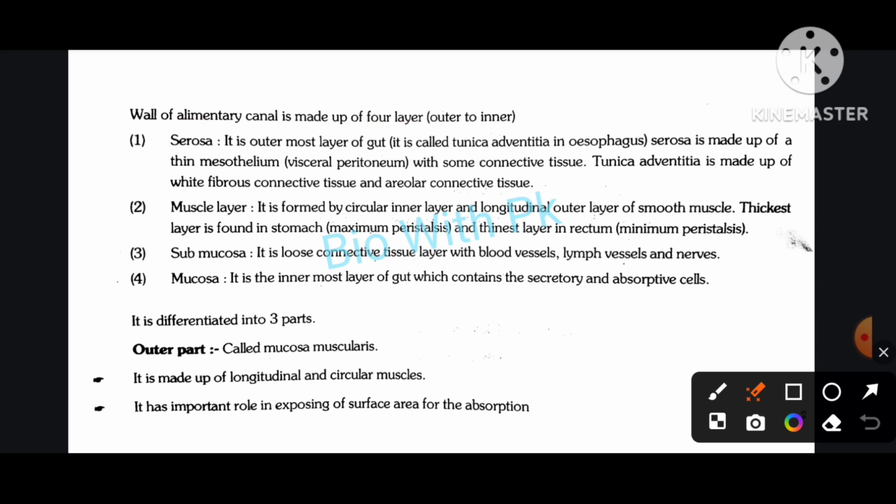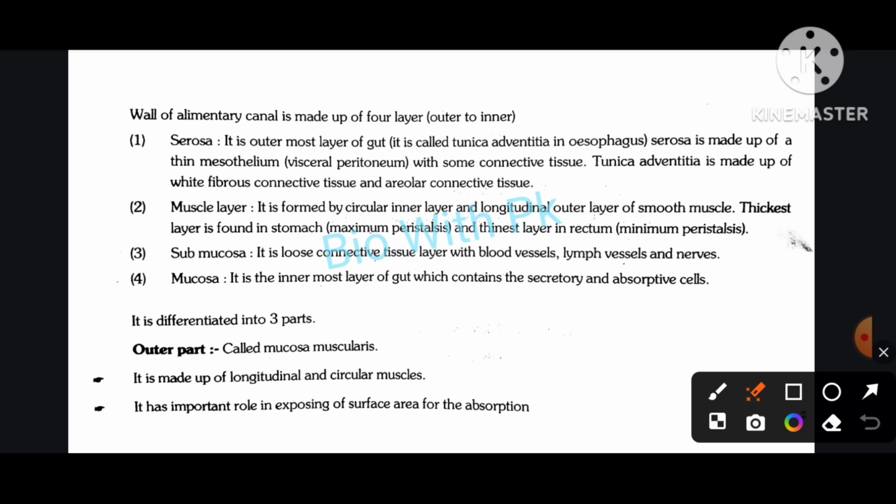Wall of alimentary canal is made up of four layers, outer to inner. Number first, serosa. It is the outermost layer of gut. It is called tunica adventitia in esophagus. Serosa is made up of a thin mesothelium, visceral peritoneum with some connective tissue. Tunica adventitia is made up of white fibrous connective tissue and areolar connective tissue. Number two, muscle layer. It is formed by circular inner layer and longitudinal outer layer of smooth muscles. Thickest layer is found in stomach, maximum peristalsis, and thinnest layer in rectum, minimum peristalsis.